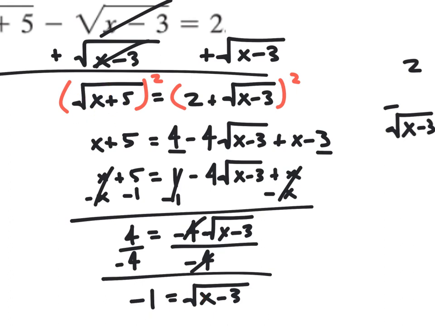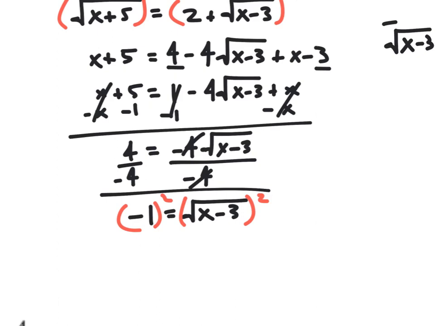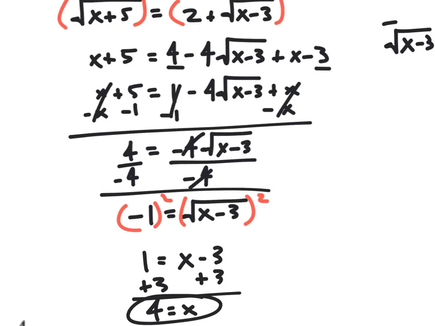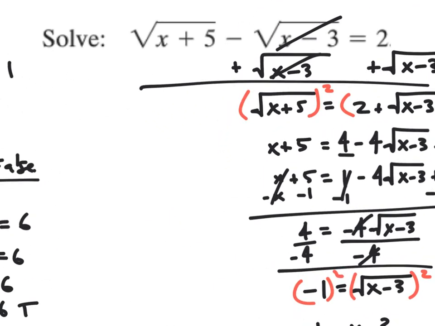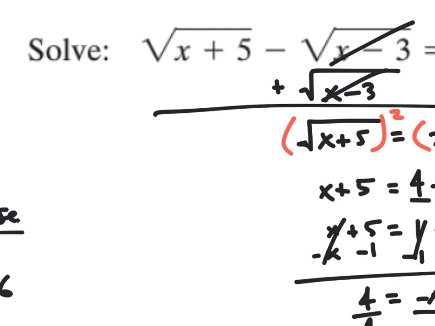Once I do that, then I can square both sides. If I square both sides, then I get 1 is equal to x minus 3. I'm going to add 3 to both sides, and I get that 4 is equal to x, and that's my answer. Now let's check. I'm going to do it over here. I don't have much room, sorry. All right, let's check x equals 4.